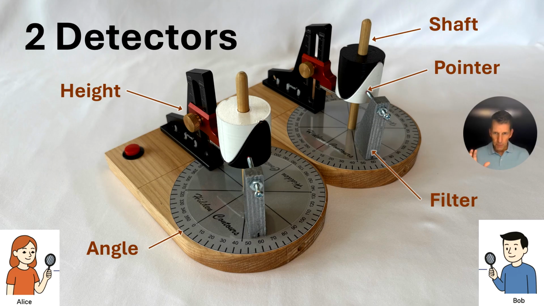The gray gadget there is the filter, and you can see a dial along the bottom, and those are degrees, so we'll be able to set the filter at a different angle. And then finally there's a height adjustment, so you can actually move the photon up and down in the detector, and we're going to show that that actually makes a difference on the outcome of the experiment.